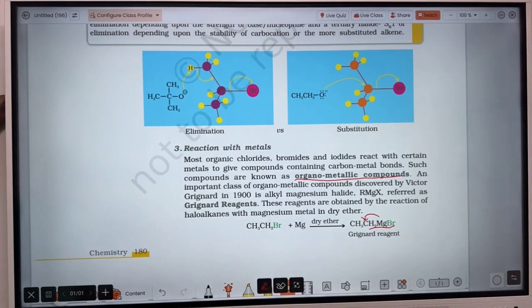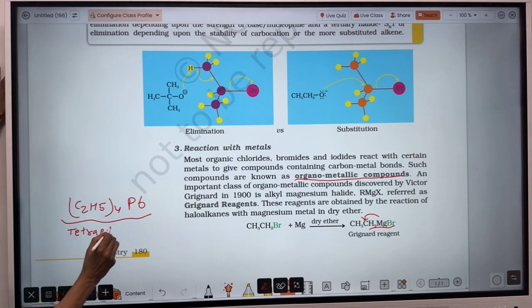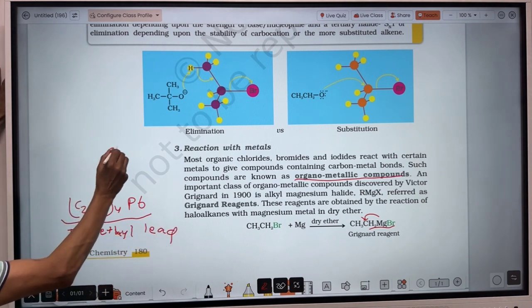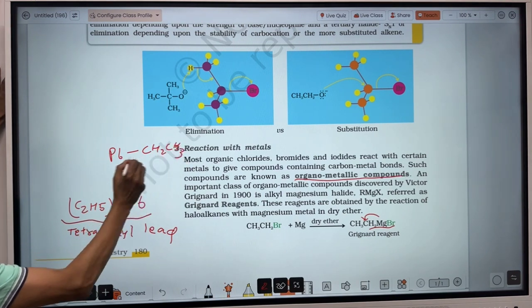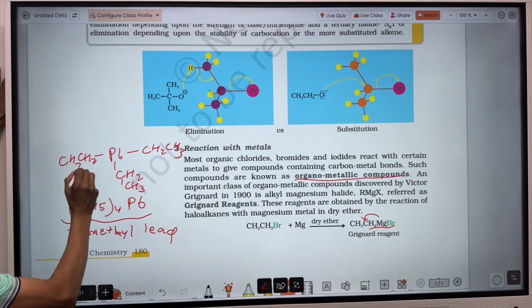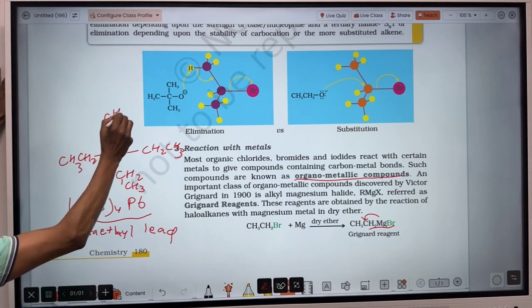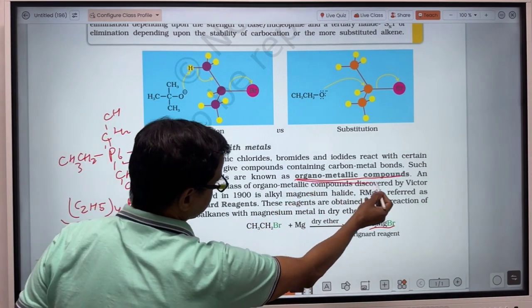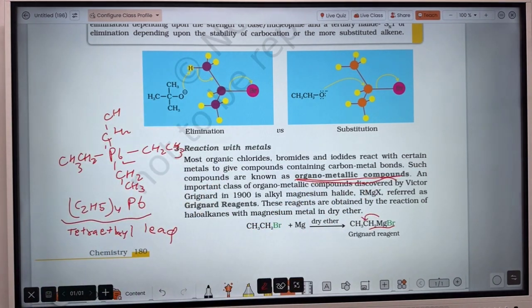Another example is tetraethyl lead. Tetraethyl lead means C2H5, this one, and tetra means 4, and lead, this one. That is called tetraethyl lead. In tetraethyl lead, lead is bonded to the carbon of the ethyl group. That is tetraethyl lead, and it is an example of organometallic compound.